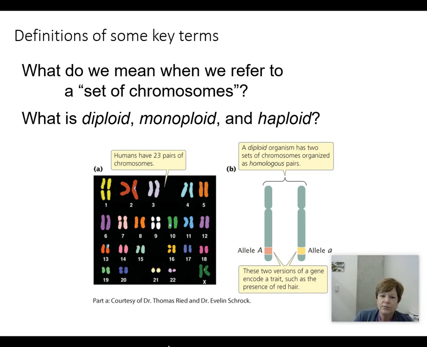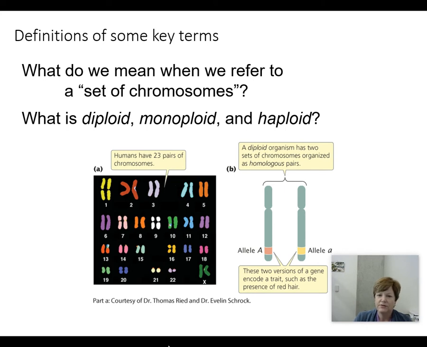Now, the word monoploid would be 1 set. So 1 set of chromosomes, like I said, would be 1 copy of each of these different sized and different colored, it's artificially colorized, chromosomes in the picture. Haploid means half the number of chromosome sets in the cell compared to what's considered normal. So humans normally have diploid cells. Most of your cells are diploid.